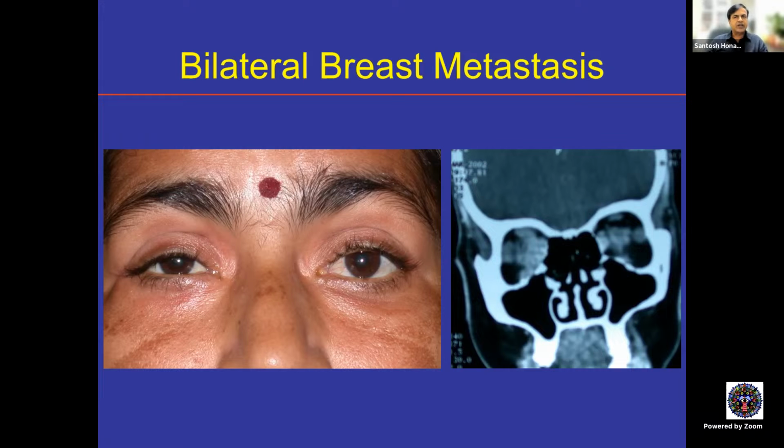What are the other differential diagnoses that you can give for unilateral or bilateral orbital mass with enophthalmos? We already discussed some. Do you have any more to add?